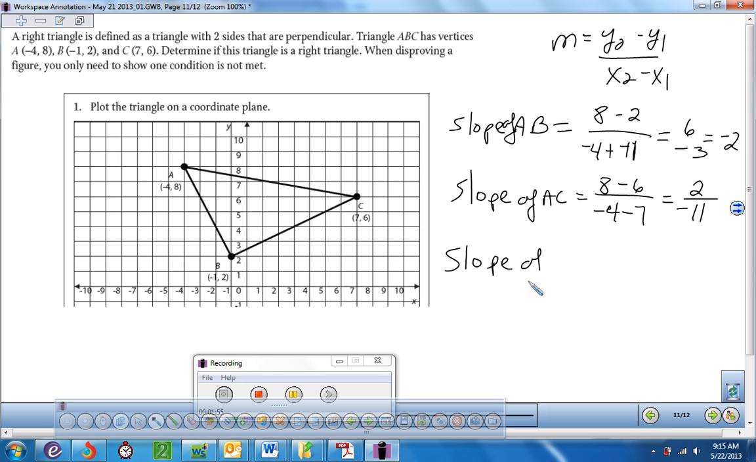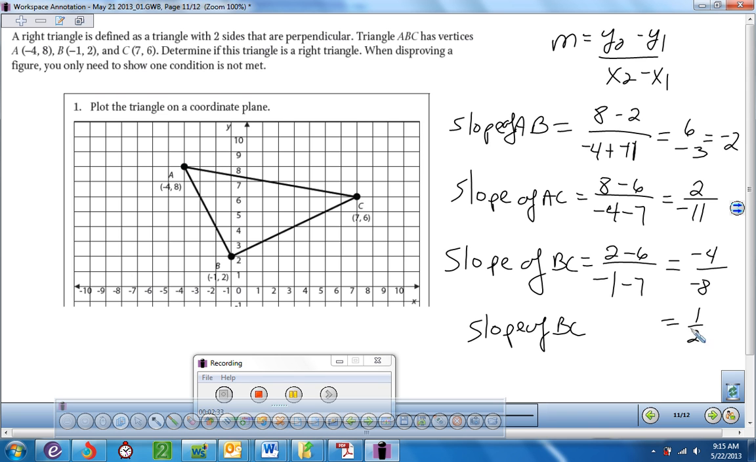And then finally, B to C. Alright, so I'm going to have 2 minus 6 over negative 1 minus 7. 2 minus 6 is going to be negative 4. I've got negative 1 minus 7, which is going to be negative 8. So double negative is going to make it positive. Reduce it, and we end up with 1/2. Alright, so we have the slope of BC is 1/2.